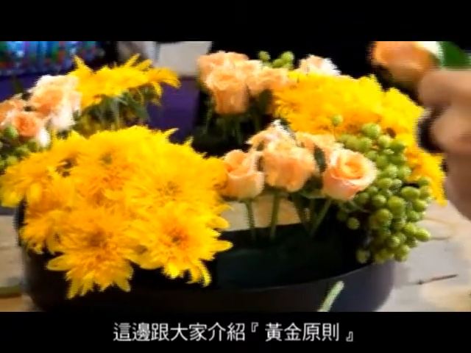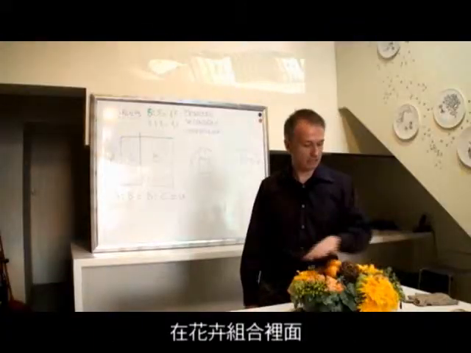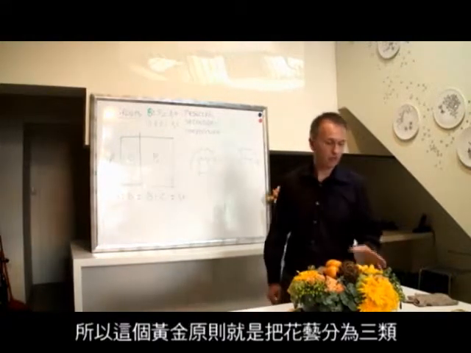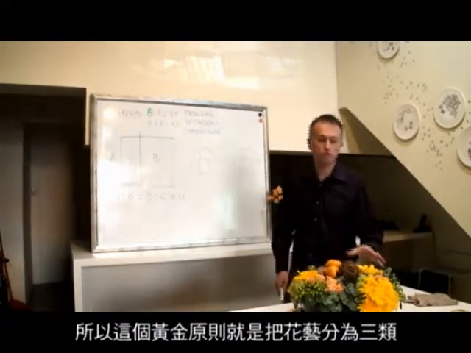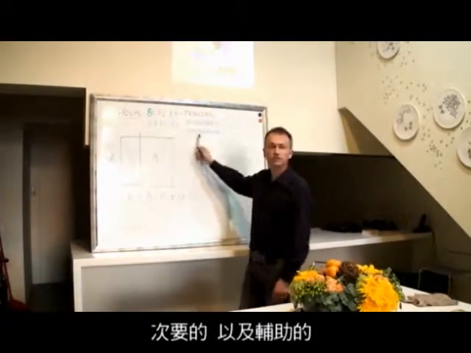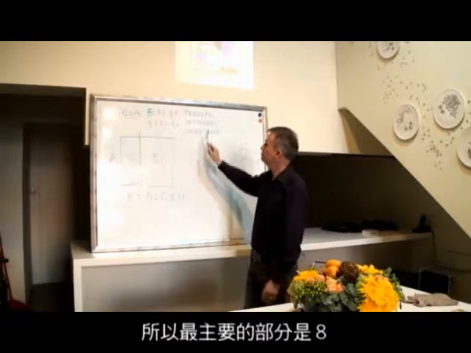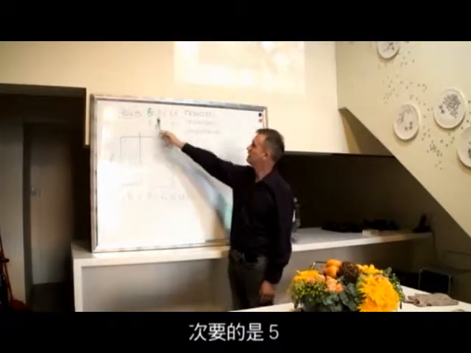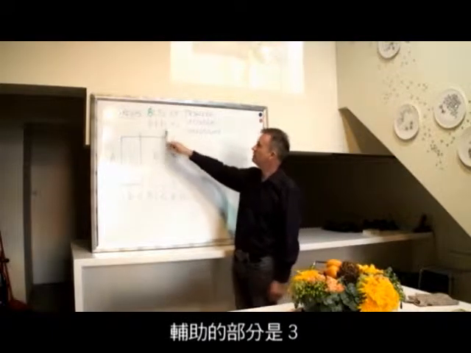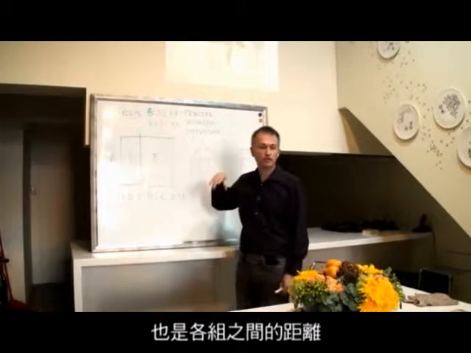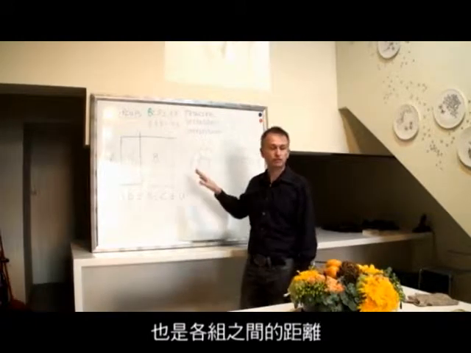So I use the golden rule to dispatch the groups inside the arrangement. The golden rule has three groups: the principal, the secondary, and the complementary. The principal is 8, the secondary is 5, and the complementary is 3. This is for the size, but also for the distance between the different groups.